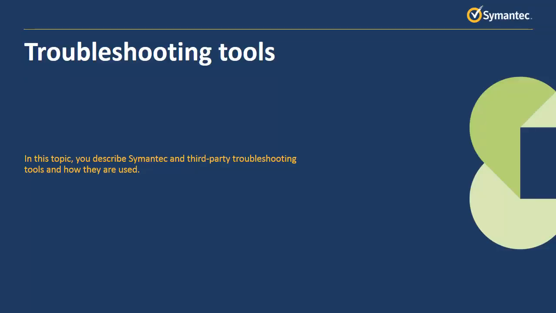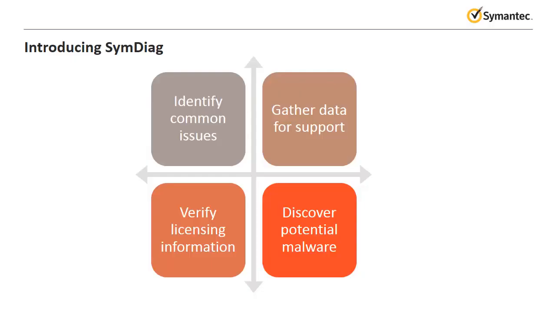Now that we've covered the troubleshooting methodology, let's talk about some of the tools that you'll use when resolving SEP issues. SymDiag is a diagnostic tool used with many Symantec products. If you're going through the labs in this course, you'll learn how to run SymDiag to find solutions to different types of problems. In your own environment, run SymDiag before troubleshooting on your own.